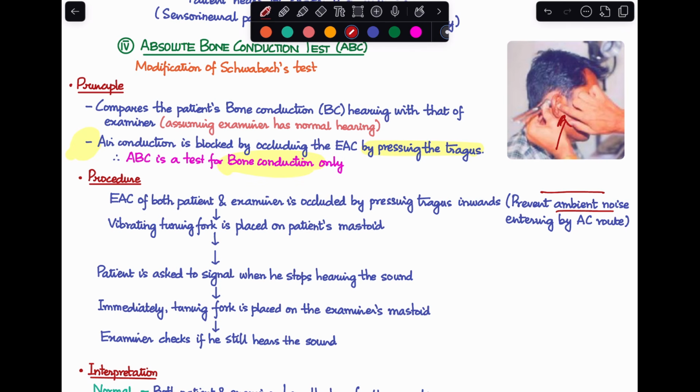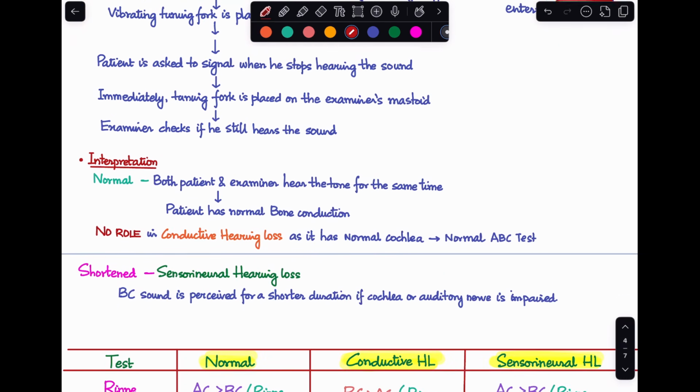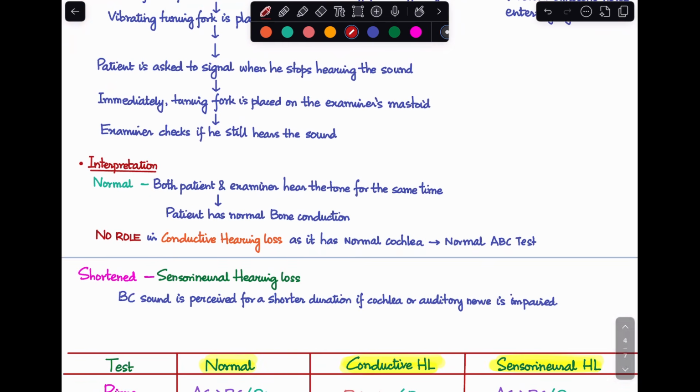Now, after that, we place the vibrating tuning fork on the mastoid process of the patient, and then the process is similar where we ask the patient to signal us when he stops hearing the sound, and then immediately we'll place the tuning fork on our own mastoid, and then we'll check whether we are still able to hear the sound or not. Now, what is our interpretation over here? If the patient and examiner are hearing the tone for the same time, that means the patient has normal bone conduction. That means the hearing is normal.